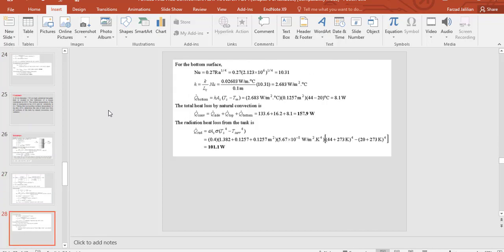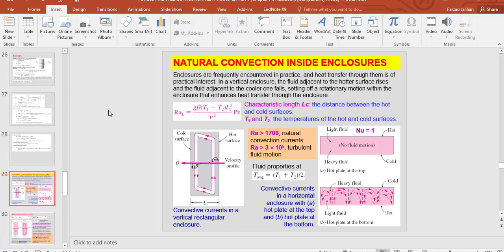Today I am going to continue our discussion about natural convection inside an enclosure. If you don't know what an enclosure is, it is actually a helpful object which mainly is used for electrical circuits, and those components are mainly inside these enclosures. So the temperature of the inside of this enclosure is important.